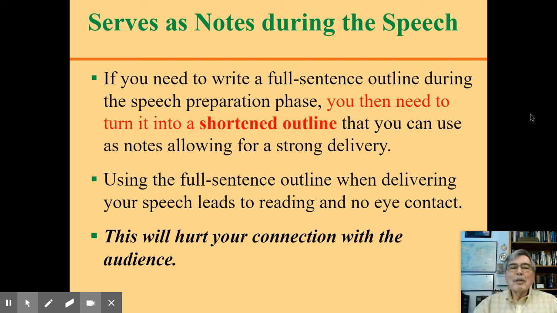If you need to write out the full sentence outline, and again, I've said this over and over again, you have to put it back into a shortened outline version that you would use for your speech. Do not email me a complete sentence outline. I don't want to see it. I want to see the outline that you would use for the speech itself.